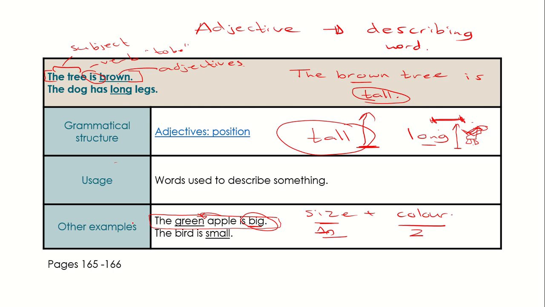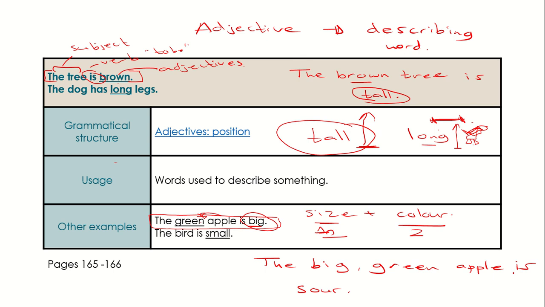So for example, let's say I want to talk about the green apple, and I want to say it's big, but it's also sour, the taste of it. So I will say the big green apple is sour. So when I talk about size and color in the same sentence and I'm making it long, I will say the size first, then the color, then the thing, the noun.